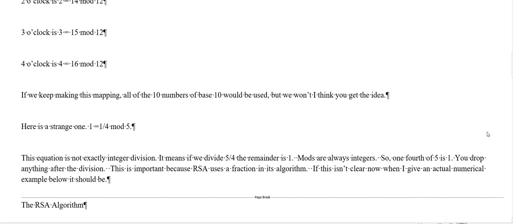But here's a strange one. 1 equals 1/4 mod 5. This equation is not exactly integer division. It means we divide 5 by 4, the remainder is 1. Mods are always integers, so 1/4 of 5 is 1. You drop anything after the division. This is important because RSA uses a fraction in its algorithm, and if this isn't clear now, when I give an actual numerical example below, it should be. And that's what we're going to cover in the next video.